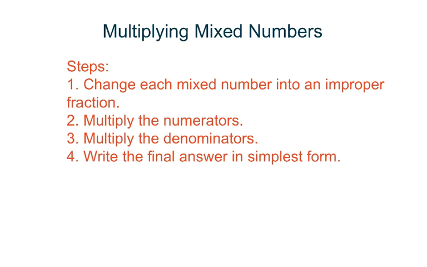So to review, for multiplying mixed numbers, our steps are to change each mixed number into an improper fraction, multiply across to multiply the numerators, multiply across to multiply the denominators, and then write our answer in simplest form, whether that means we're dividing to put it into simplest form or we're changing an improper fraction into a mixed number.